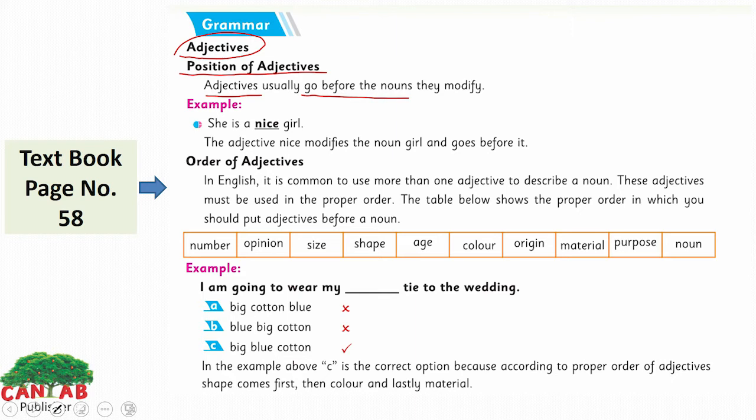Adjectives usually go before the nouns they modify. Modify means changes. For example, she is a nice girl. Here you can see that nice is an adjective of quality. It's telling you that the girl is nice. Girl is the noun here, and nice is an adjective which is modifying the girl, describing the girl as nice. So this is an adjective of quality here. The adjective nice modifies the noun girl and goes before it.